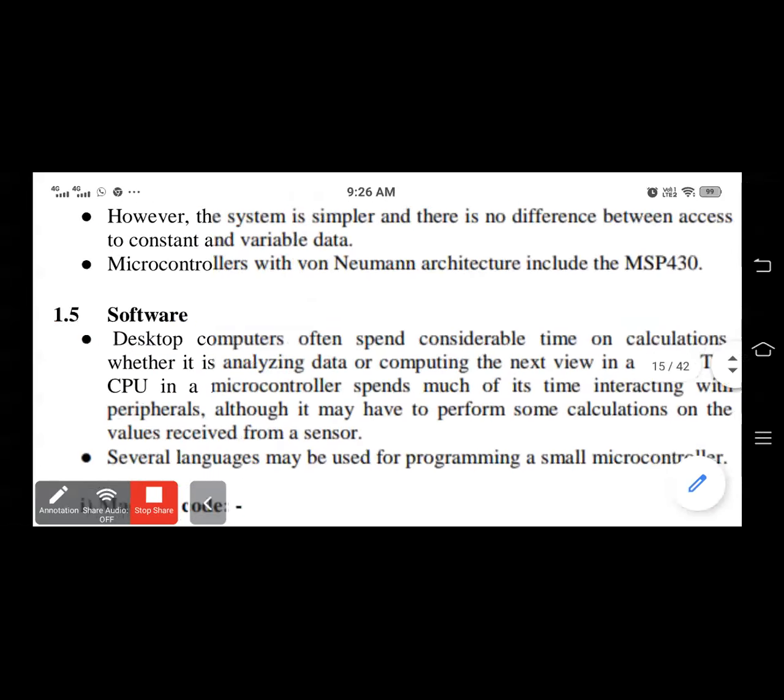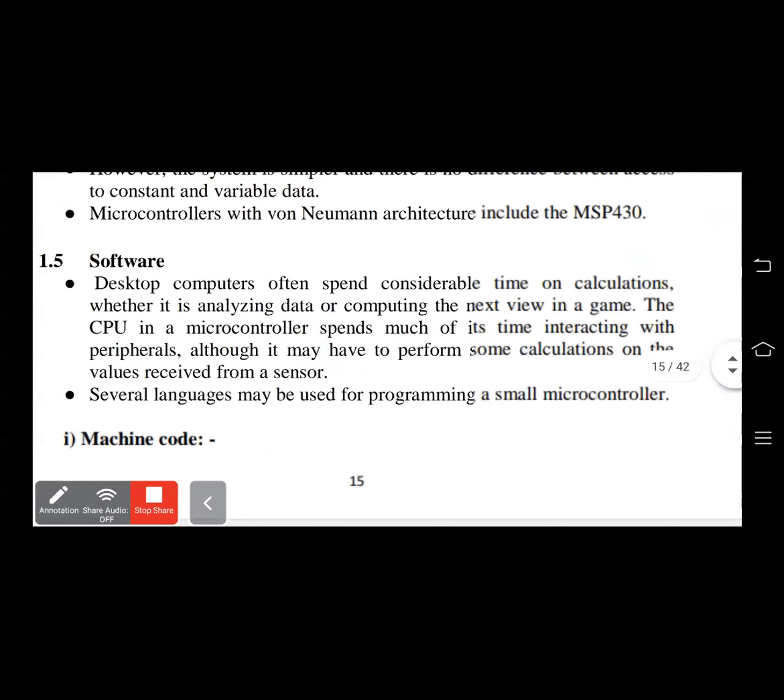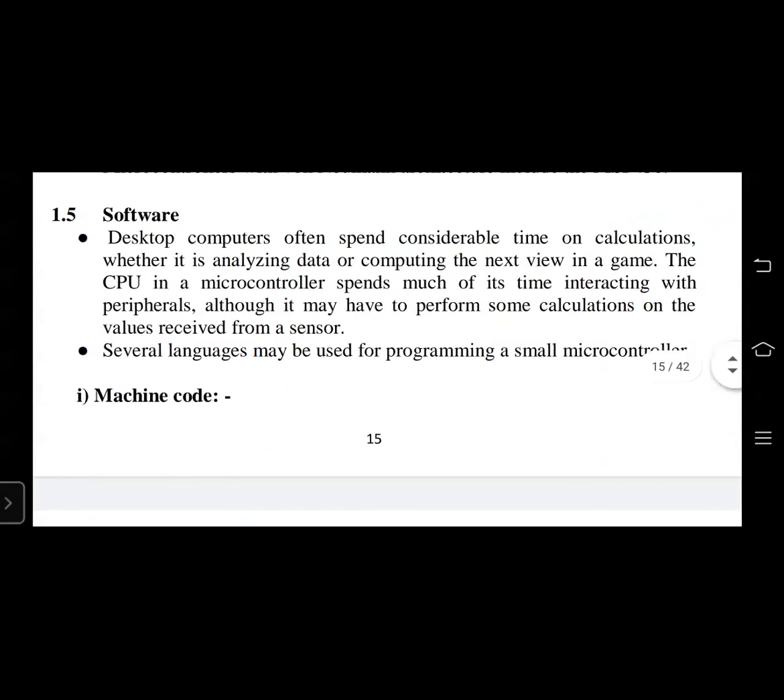Next is the software. As we have discussed again and again, in every lecture I am telling you what is embedded. There is a difference between embedded devices and electronic devices. Now what is the difference? Can any one of you tell me the difference between embedded devices and electronic devices? Anyone? Software.